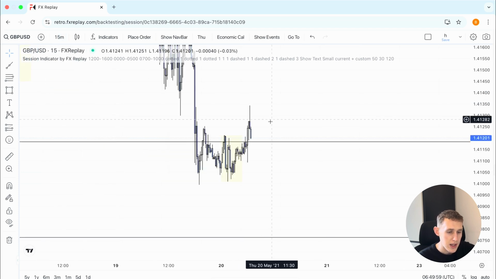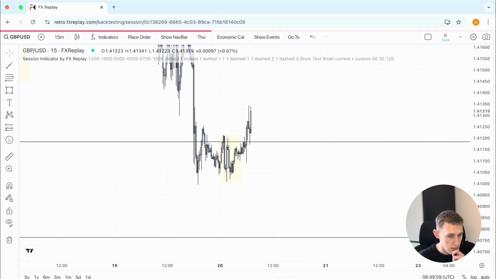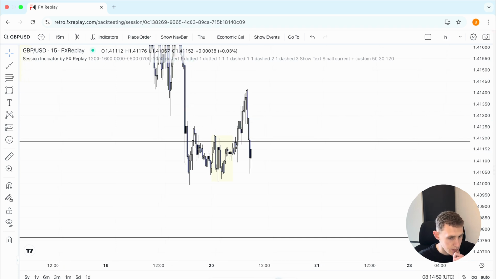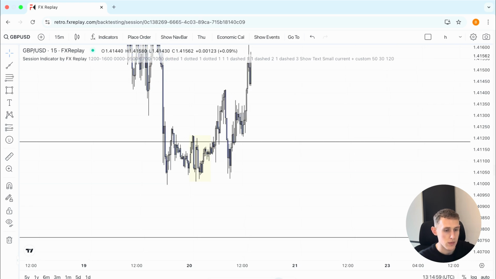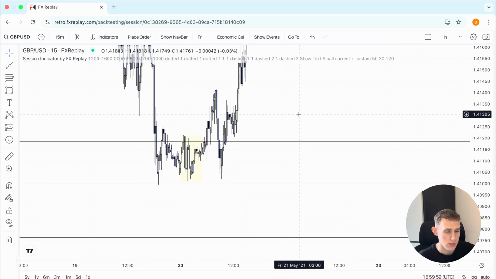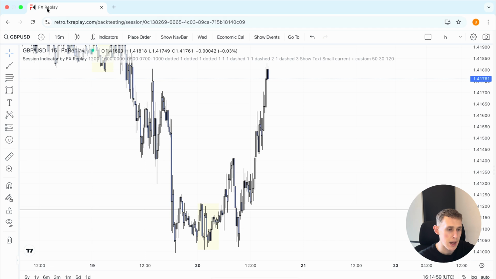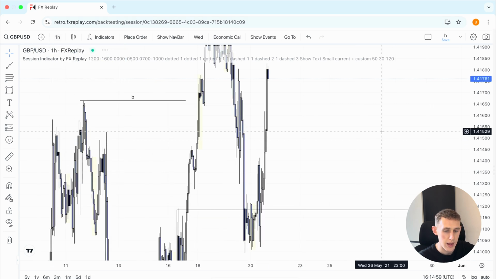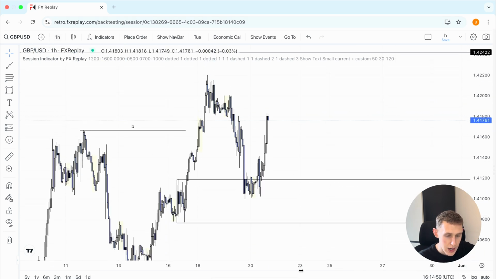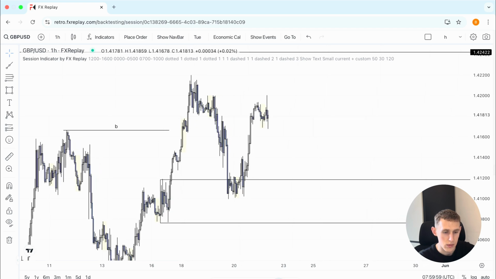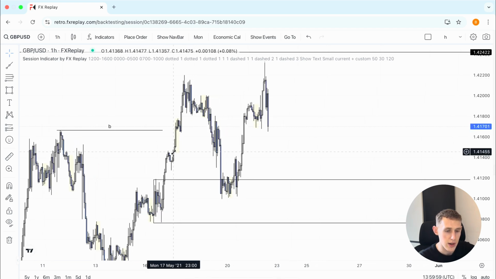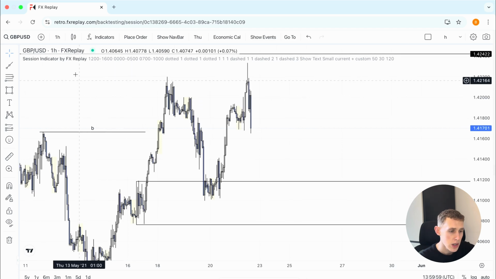I don't really like this because we've got all of these equal lows below, so I'm not going to enter this. Actually, yeah, there we go. So we did get a push from that level as we were anticipating. Yeah, there we go, guys. So I should have been entering that ideally.